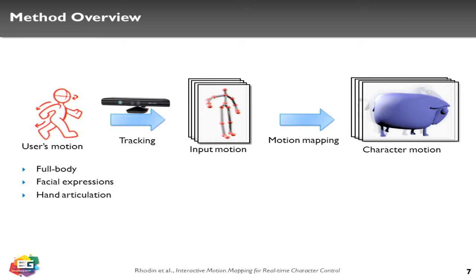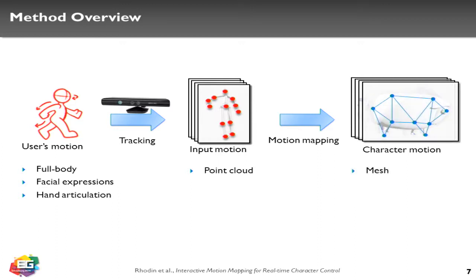More technically, the user motion could be anything. It could be full body, facial expressions or articulations of the hand. Then in their definition, we don't need a skeleton. We can just consider this as a point cloud. And finally, the character motion, they consider it just a mesh, no skeleton, no rig.